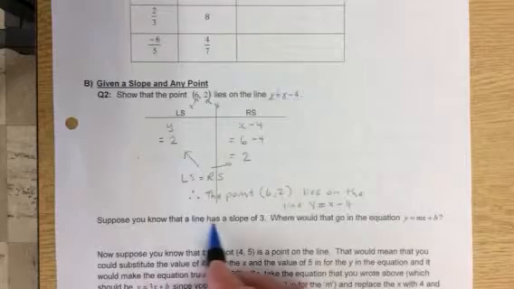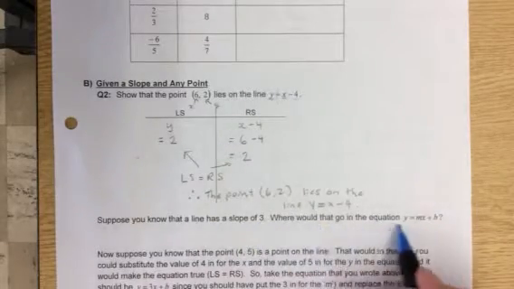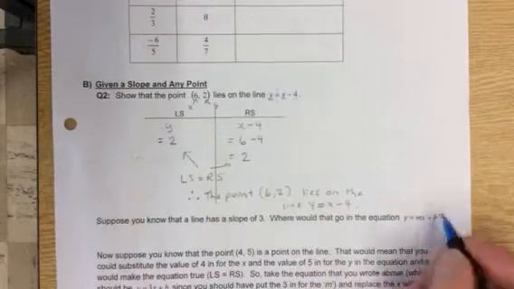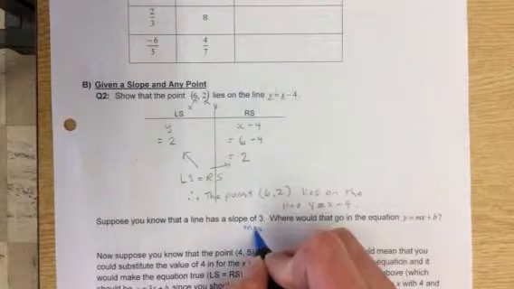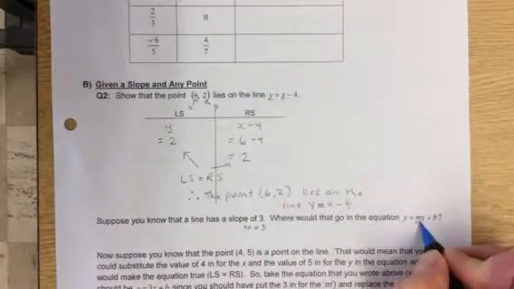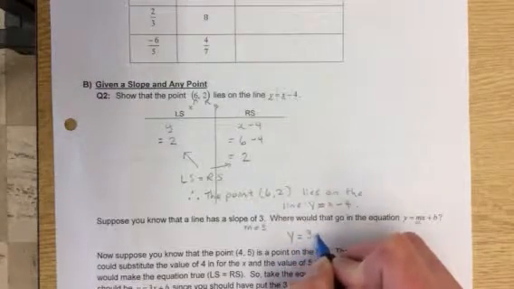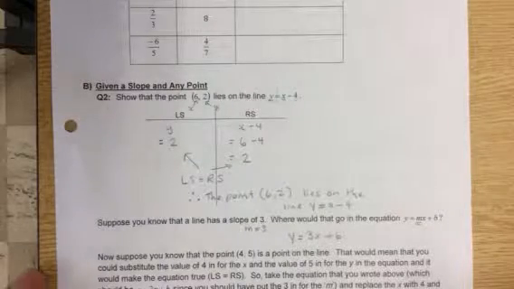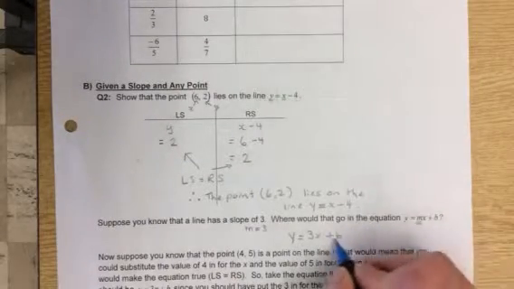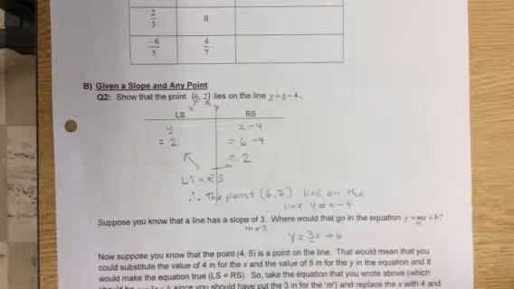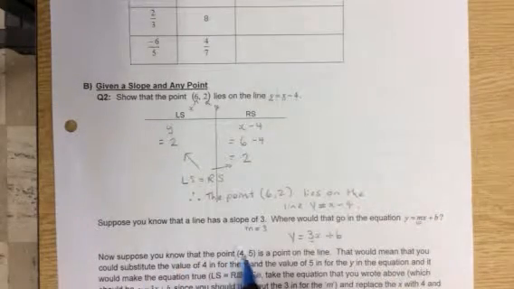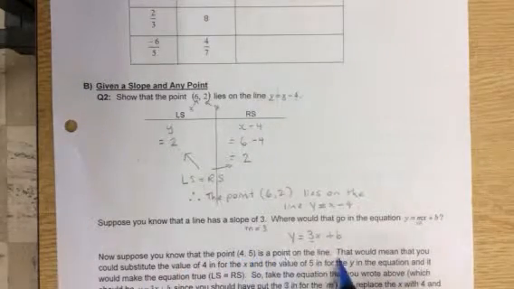Now suppose you know that a line has a slope of 3. Where would that go in the equation? Well, slope is m, so m equals 3, and where we have the m, we're going to replace it with 3. So y equals 3x plus b. So if we are given the slope and a point, the first step is to put the slope in for the m. Now suppose you know that the point (4, 5) is a point on the line.